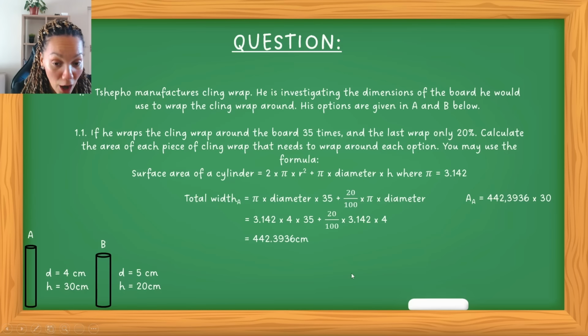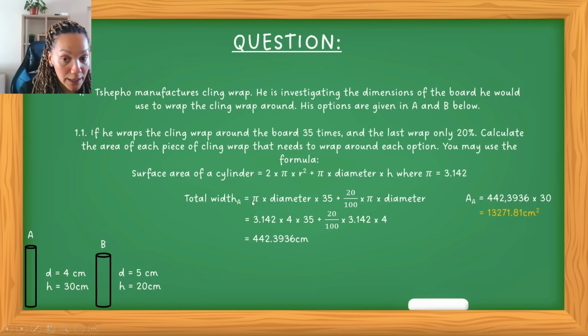the total of the cling wrap will be that of the one cling wrap multiplied by the 35 cling wraps and the little bit, multiplied by the 30, which is the height. So essentially this is length times breadth. Length of the cling wrap times breadth of the cling wrap. So that will give us 13,271.81 centimeters squared.